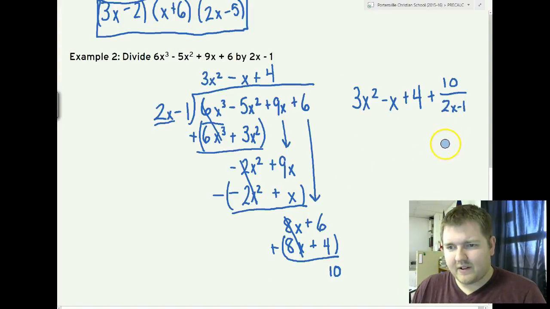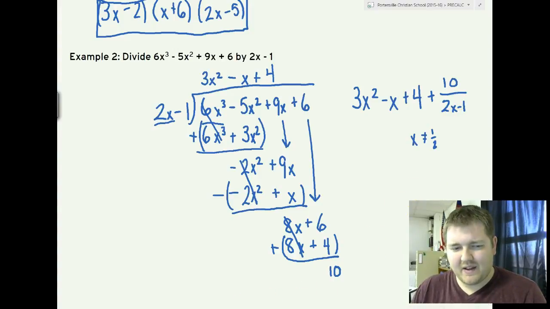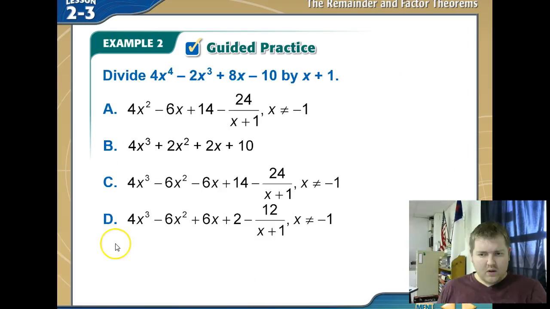Just one thing you might want to specify is that x cannot equal 1/2, because that would cause that denominator there to equal 0, and we don't want to multiply by or divide by 0. Multiplying by 0 is fine. So go ahead and test your skills with this problem, which involves a remainder, and see how you do.